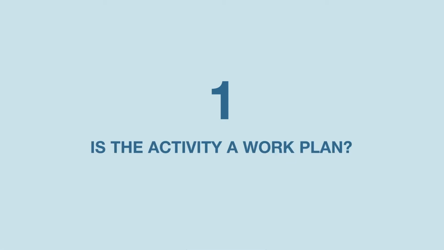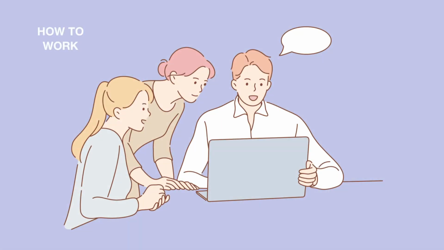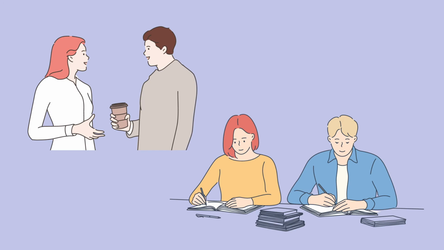Question 1. Is the activity a work plan? A task should be a work plan for the learners. It should inform them how to work and what they are expected to do. It might lead them or not to communicative behavior. For example, it might request learners to speak or write something.